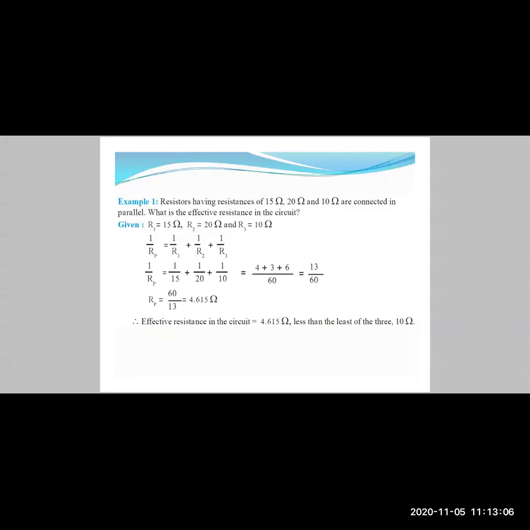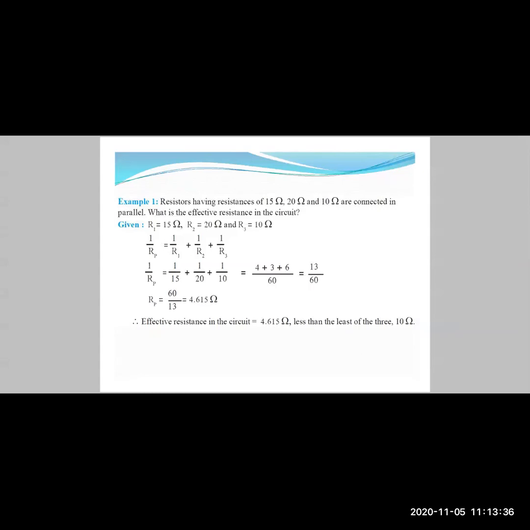If you substitute the values of R1, R2, and R3, what we get is 1 by RP equals 1 by 15 plus 1 by 20 plus 1 by 10, right? Now, if we take the least common multiple, LCM of all the three figures, what we get is 60. And the LCM values being 4, 3, and 6. So what we do is 4 plus 3 plus 6 divided by 60. That comes down to 13 upon 60, right? So 1 by RP is equal to 13 upon 60.